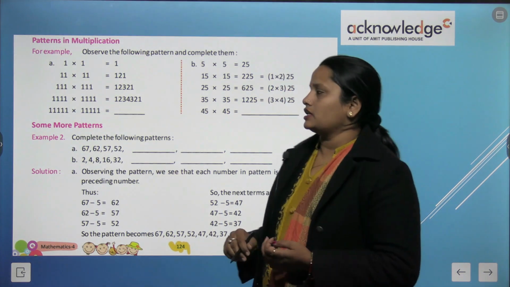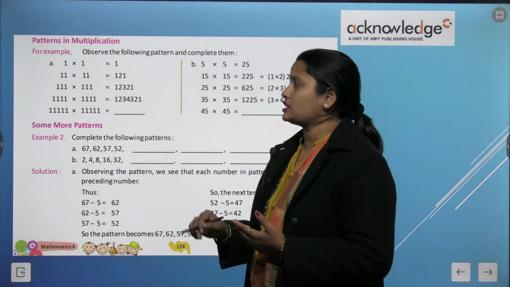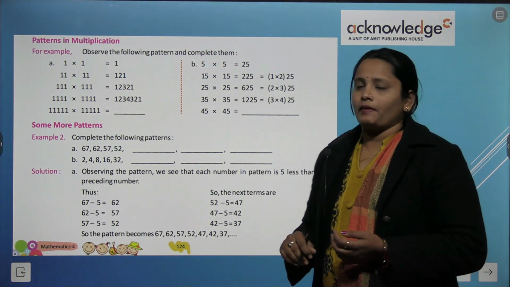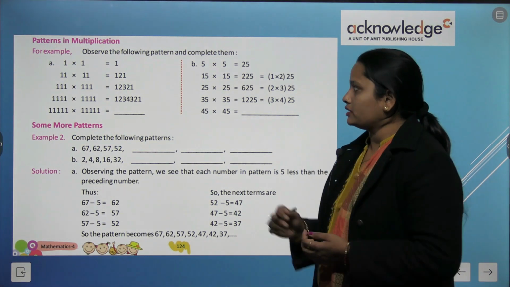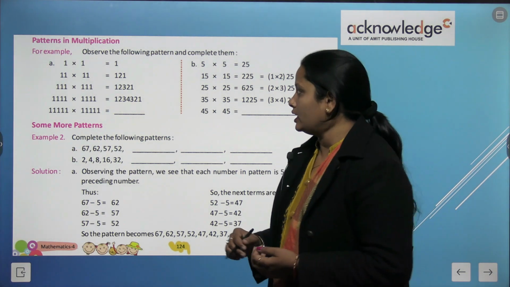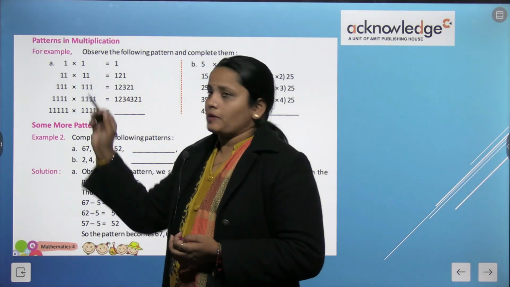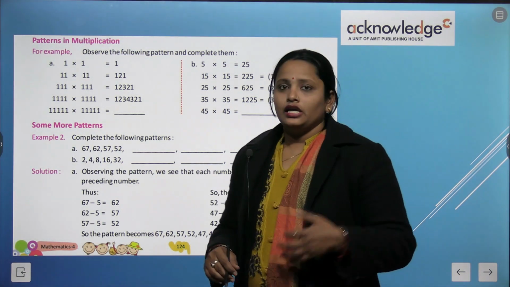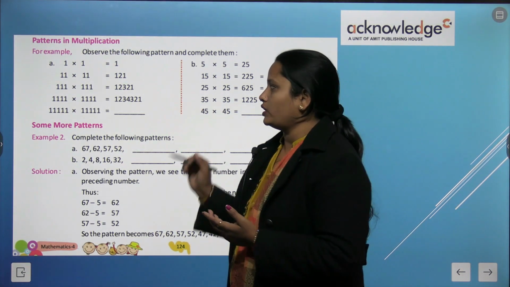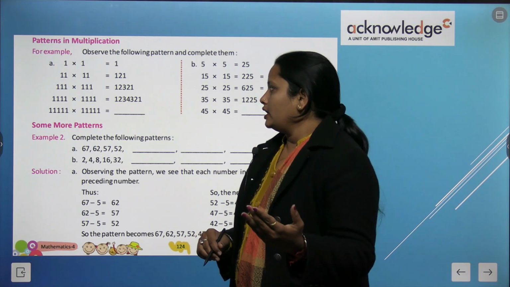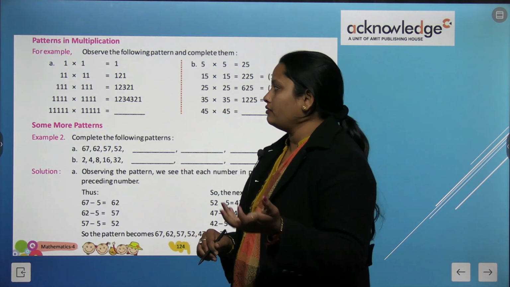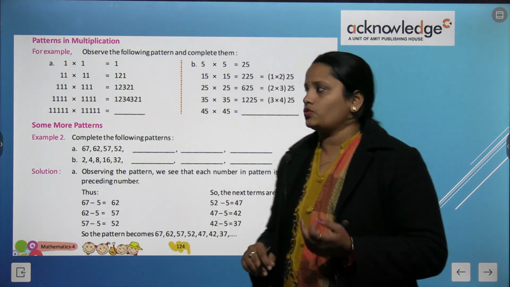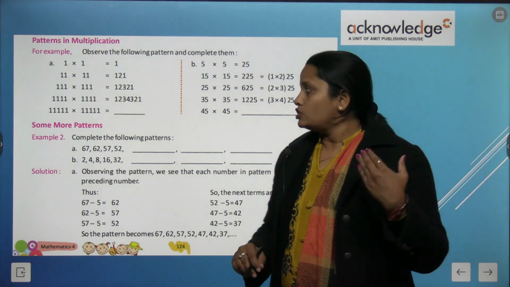Patterns in multiplication. अब multiplication में क्या क्या patterns है? For example, observe the following pattern and complete them. यहाँ पे कुछ patterns दिए गए हैं, हमें इन्हें complete करना है. So when we look at this pattern, which is 1 multiply 1 is equal to 1, 11 multiply 11 is equal to 121, and 111 multiply 111 is equal to 12321, and so on.